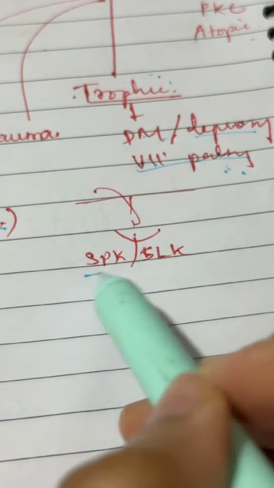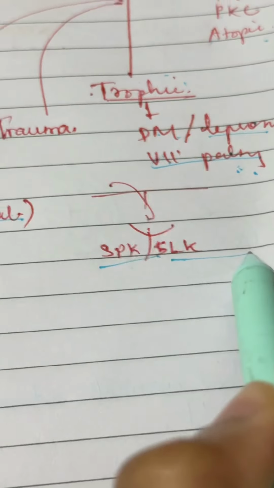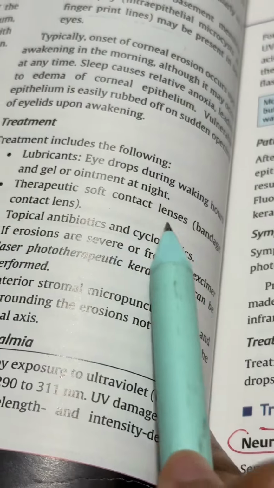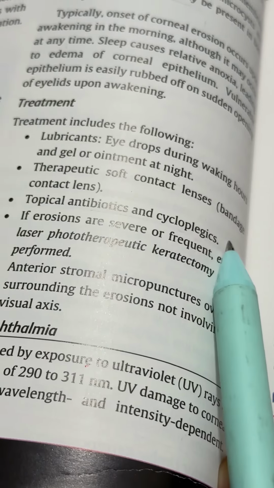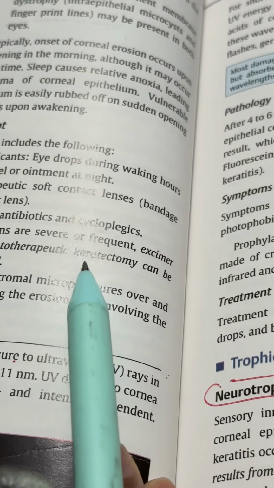You can also have superficial punctate keratitis or superficial limbic keratitis. Treatment of most of these include topical lubricant eye drops, soft contact lenses or therapeutic bandage lens, topical antibiotics and cycloplegics for the pain, and for unresponsive cases you can have keratectomy or keratoplasty.